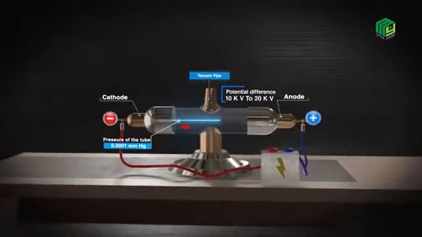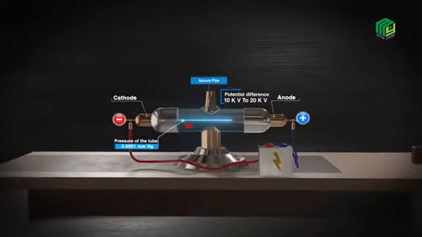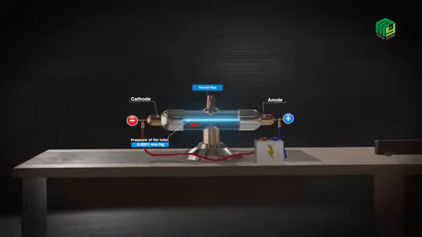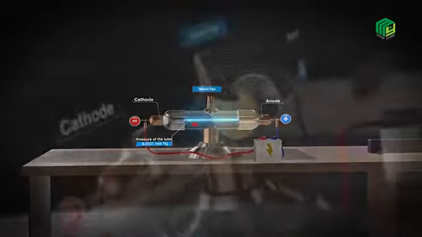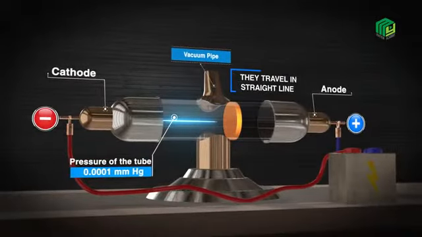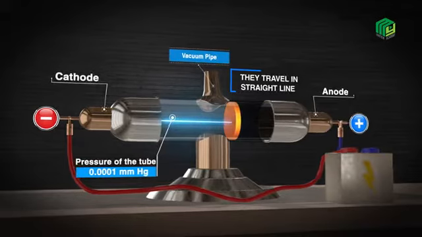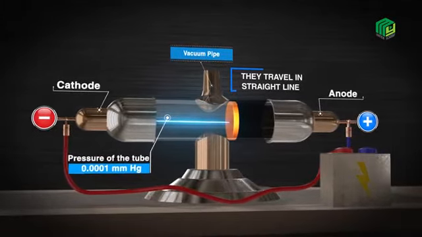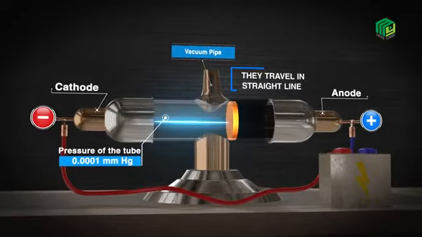The attraction of rays towards the anode reveals that the rays carry negative charge. Properties of cathode rays are: 1. When any object is placed in the path of the cathode rays, these rays cast shadows. This shows that cathode rays travel in a straight line.